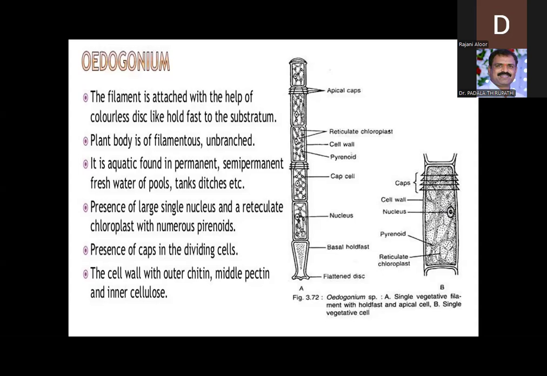Very important. In Volvox, I'll explain the cup-shaped chloroplast. Here, what type of chloroplast is there? It is called the reticulate chloroplast. This is important, expect the question; many times they ask the shape of the chloroplast. In Oedogonium, the chloroplast is reticulate, extending from one end of the cell to the other. A single nucleus, many pyrenoids are present, and a large central vacuole is also present.